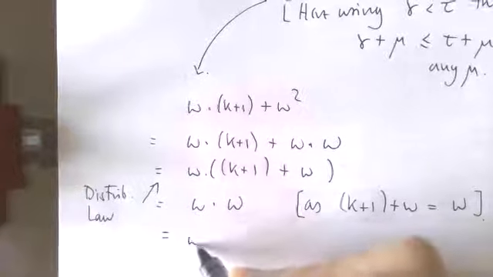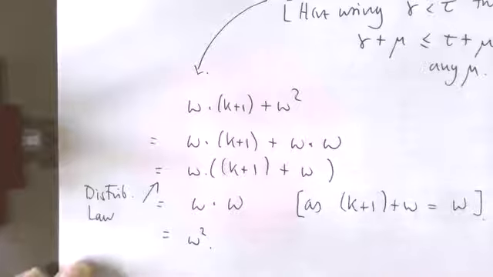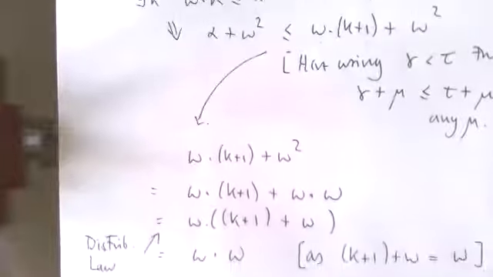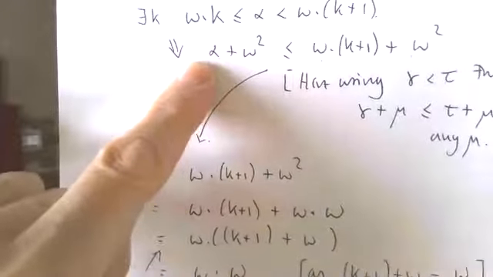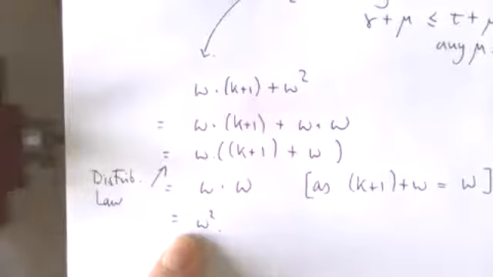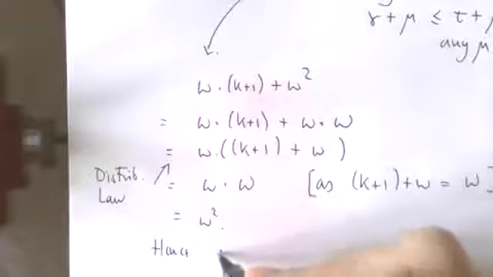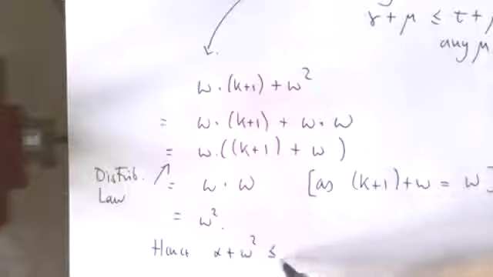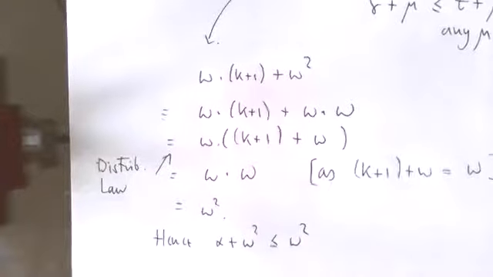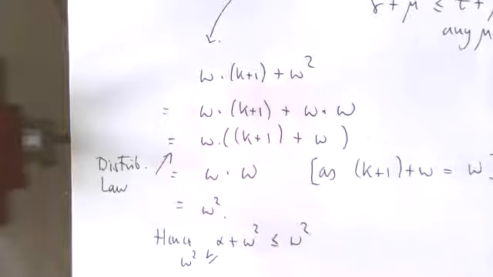And this is omega squared. So altogether, I got alpha plus omega squared is less than or equal to omega squared. Right? Well, that must mean they're the same. And certainly omega squared is less than or equal to that. Right? So we have equality.